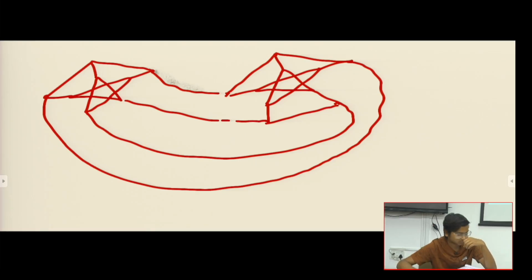Other colors. So which is this graph? The first one or the second one? I think this is the first one. So what about the second one? So what edges do you choose here?